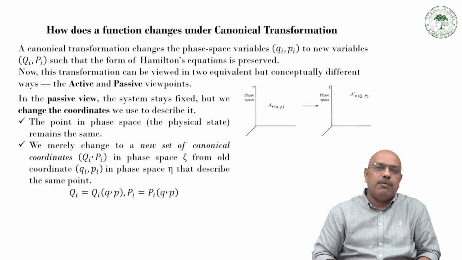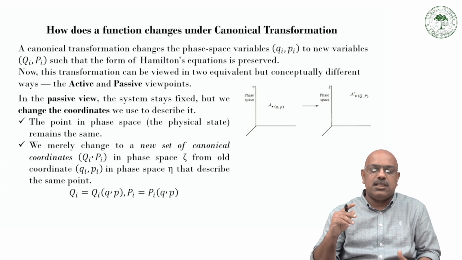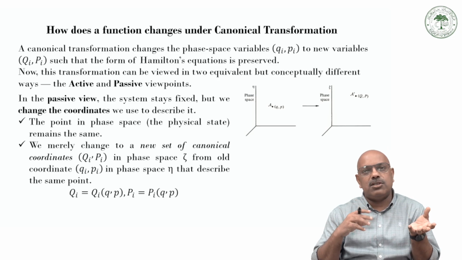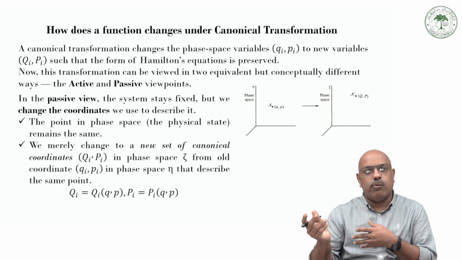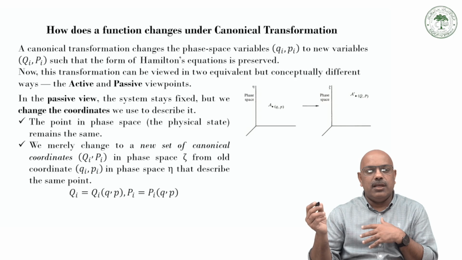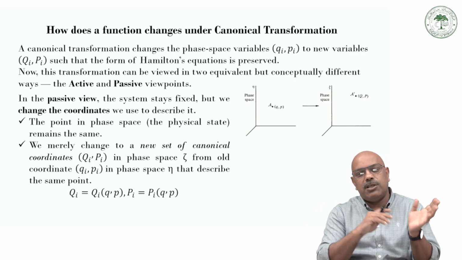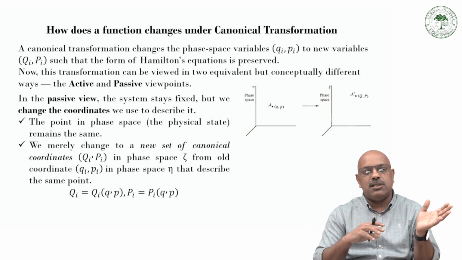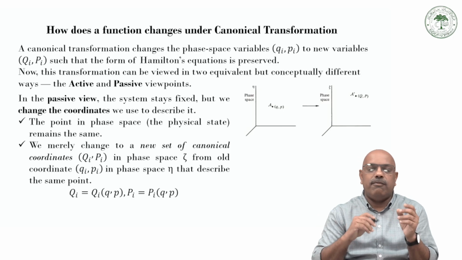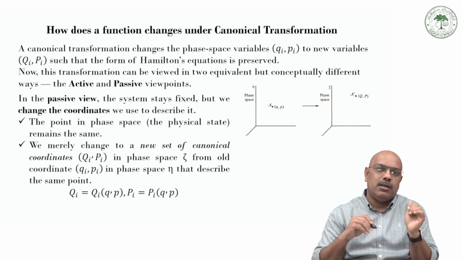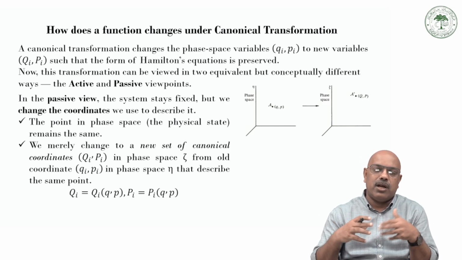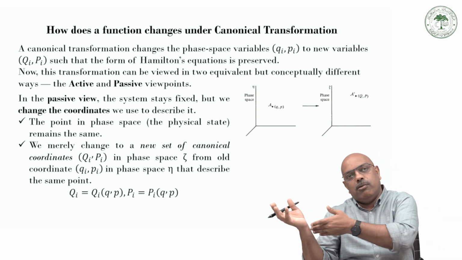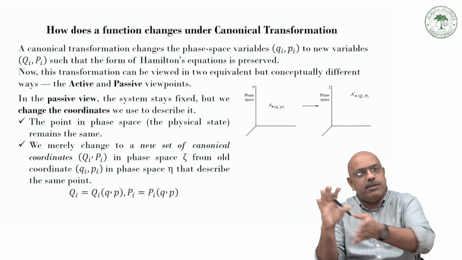We are going to talk about the active viewpoint, but what is the passive viewpoint? In the passive viewpoint, the system is fixed. What you do is just transform the coordinate system in which you are working. So the system is fixed, but you change the coordinates you describe it in, like when you move from the Cartesian coordinate system to the polar coordinate system, but the system itself is not moving.